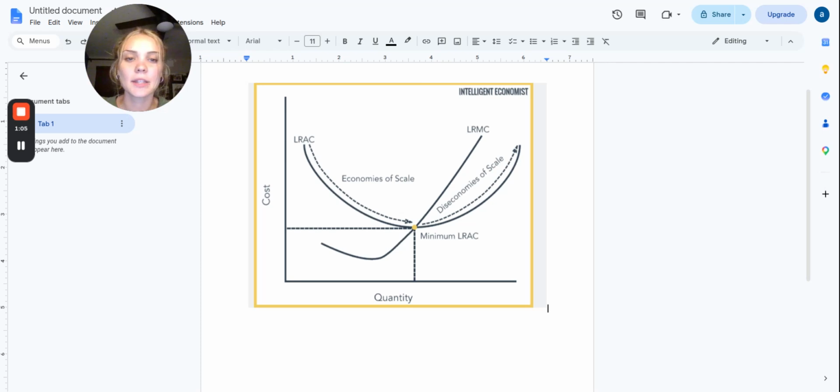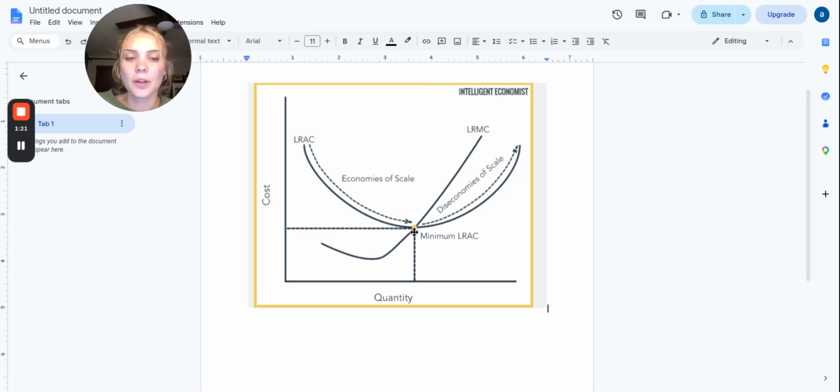So looking at the graph, notice that the left side of the LRAC curve slopes downward. This section is labeled as economies of scale. As production increases, the average cost decreases, making the business more efficient.